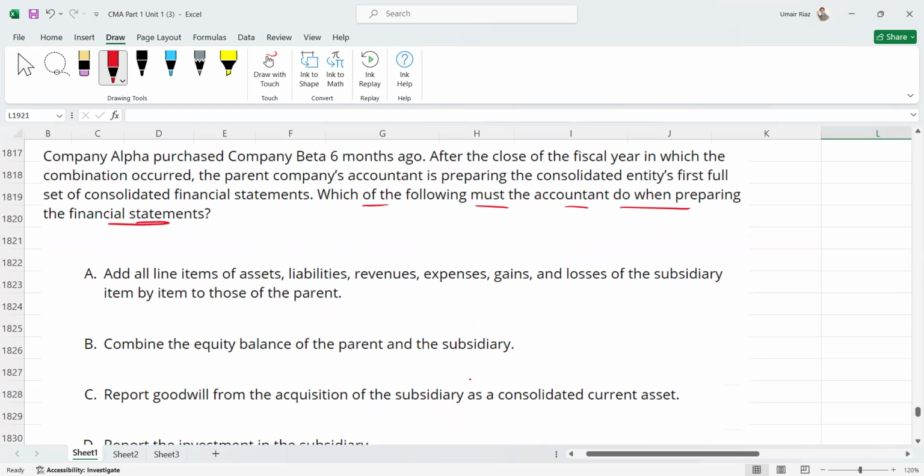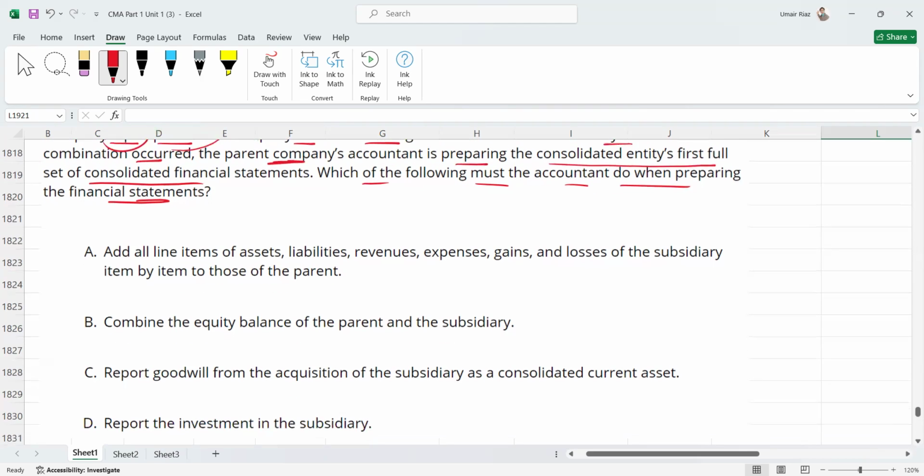Okay, so they're saying company Alpha purchased company Beta 6 months ago, after the close of the fiscal year in which the combination occurred. So you can assume at the end of the reporting period, the parent company, because they told you Alpha is the parent, the parent company's accountant is preparing the consolidated entity's first full set of consolidated financial statements. So which of the following must the accountant do when preparing? Let's have a read. Let's look at the requirement.